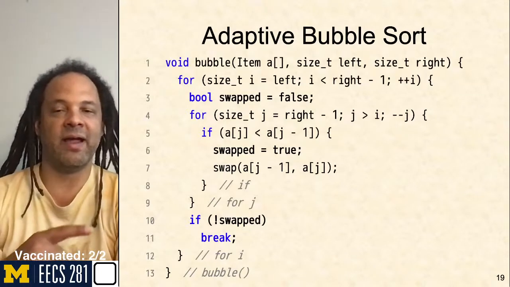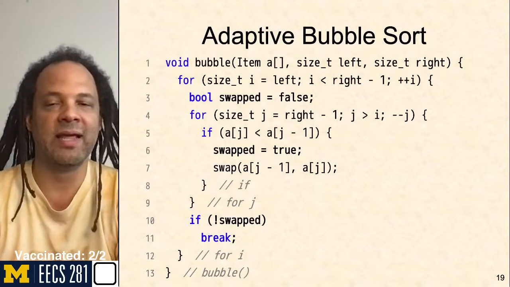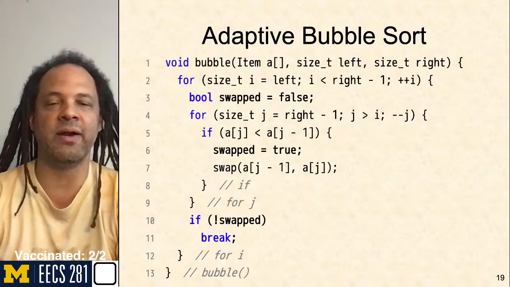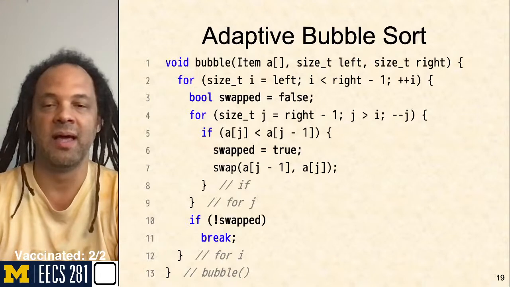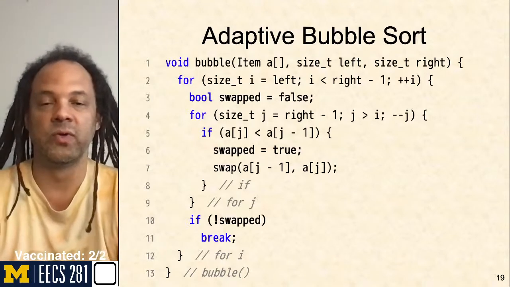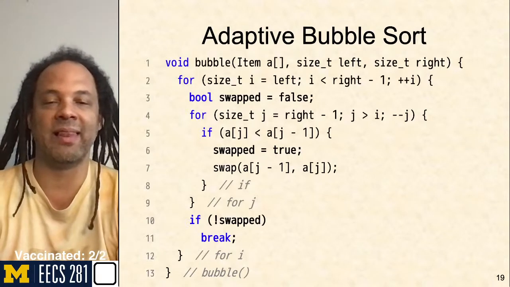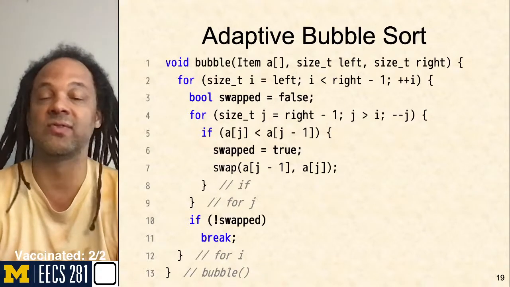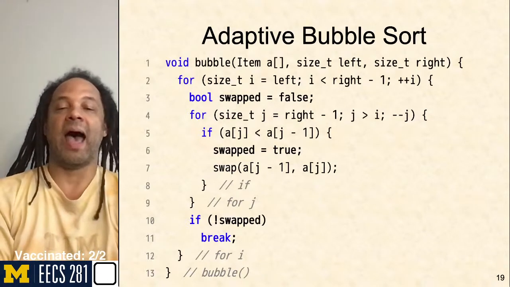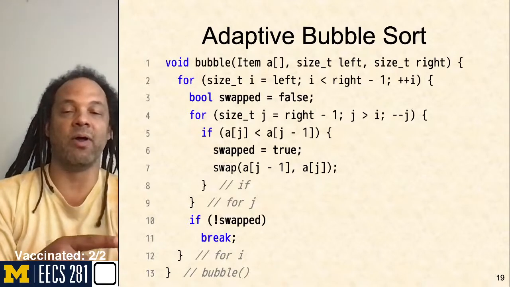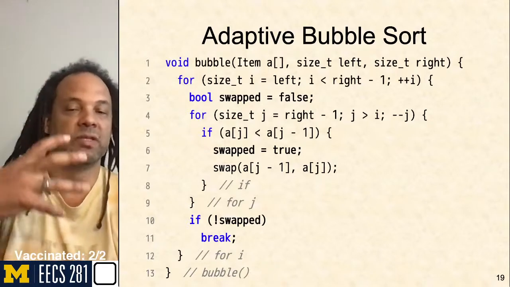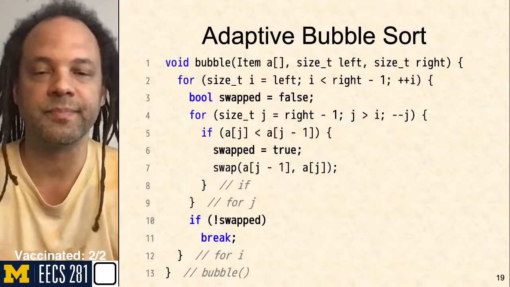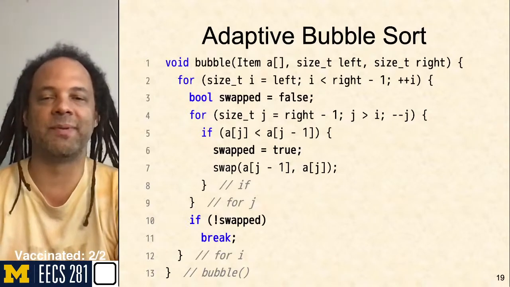Then at the very end here, lines 10 and 11, I see if I've made it through an entire inner pass without swapping, I can stop. So if I haven't swapped anything by line 10, that means there's no more swapping to be done. That means the data is sorted. Without a swap there, I can break, and that break gets me out of my outer loop, which gets me out of the function. So this is an adaptive bubble sort.